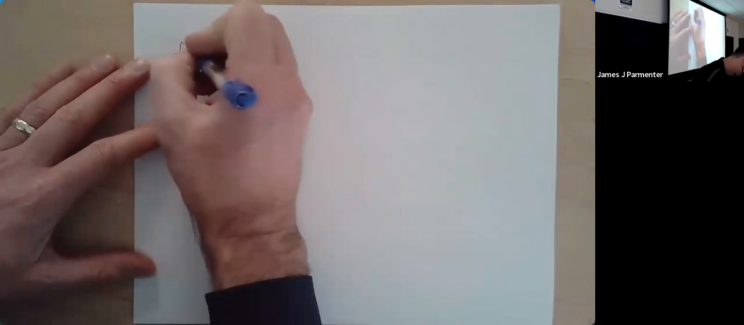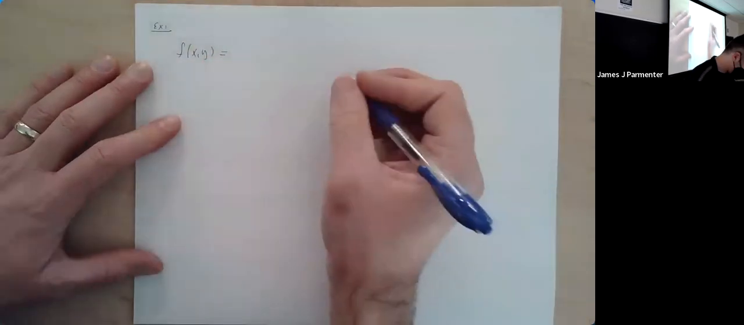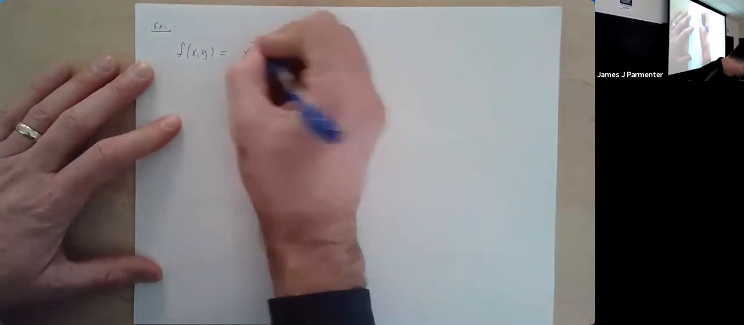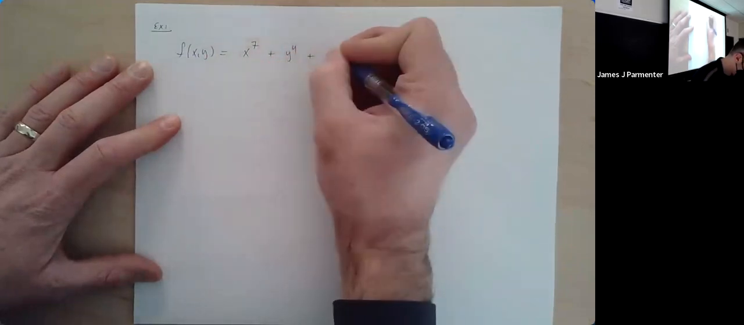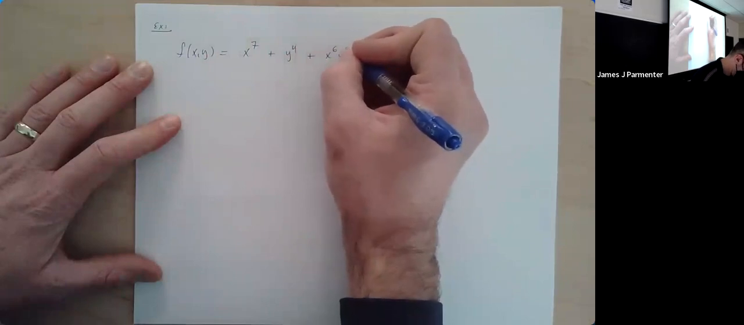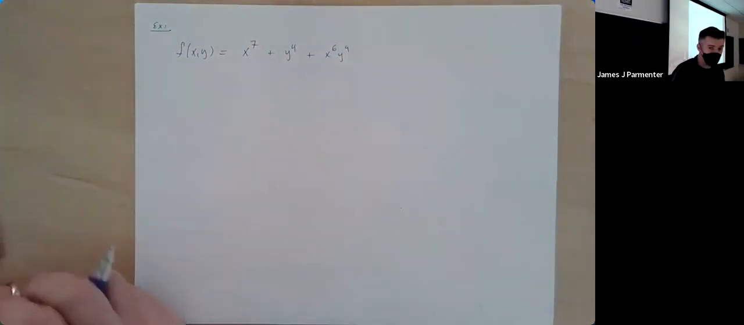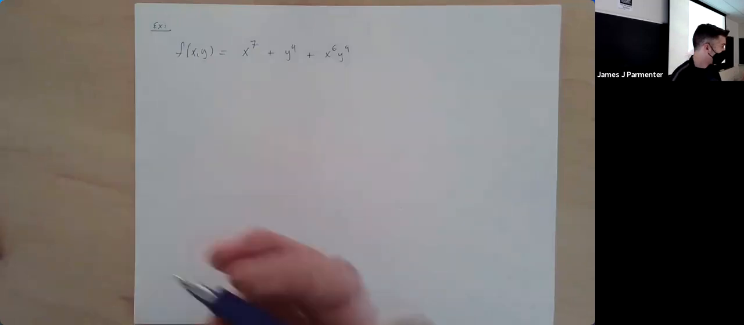So let's look at something that's not too funky here. Let's say we've got f of x comma y equal to, let's say we've got x to the 7th plus y to the 4th plus x to the 6th y to the 9th. And we're going to find not just the first partial derivatives, but also the second partial derivatives. So we're going to find, I think, like 6 derivatives.